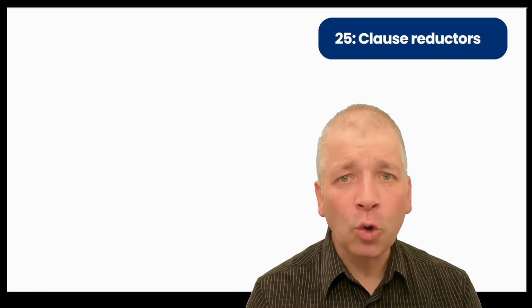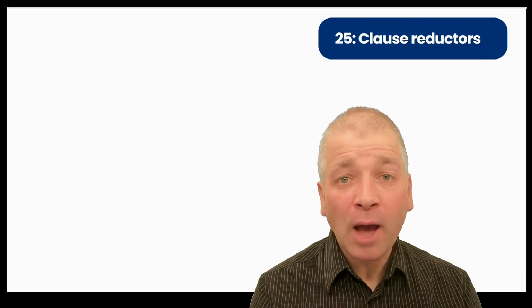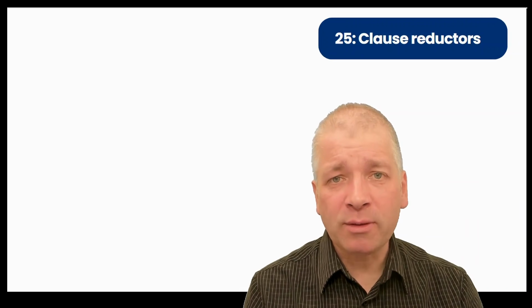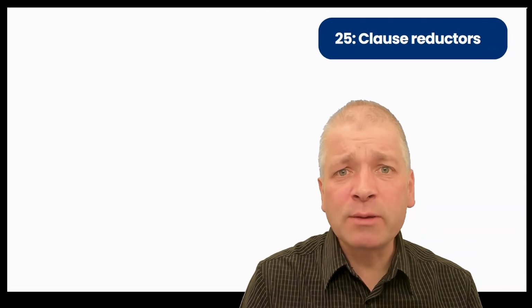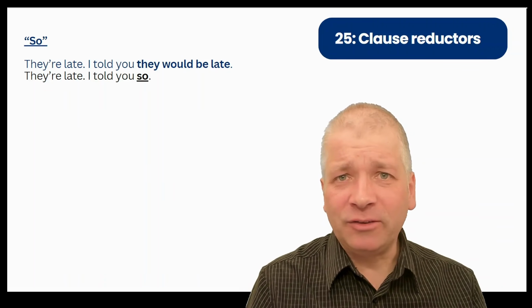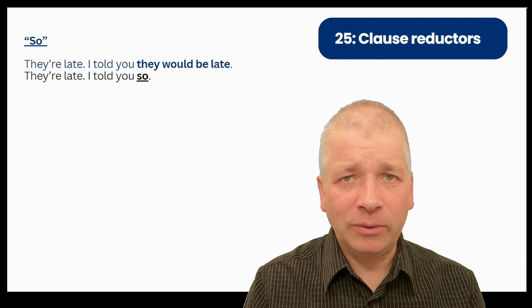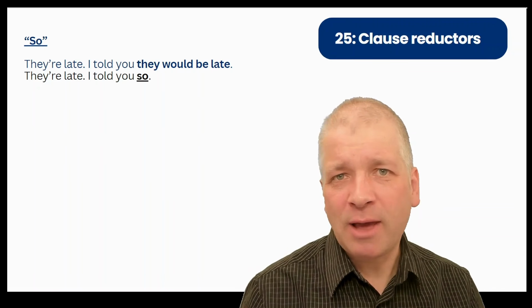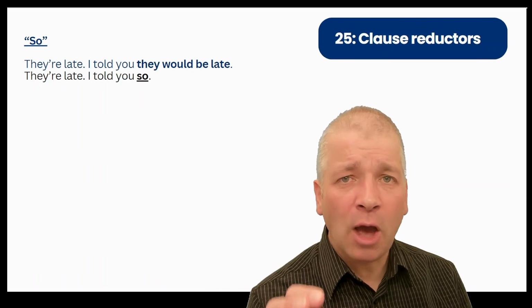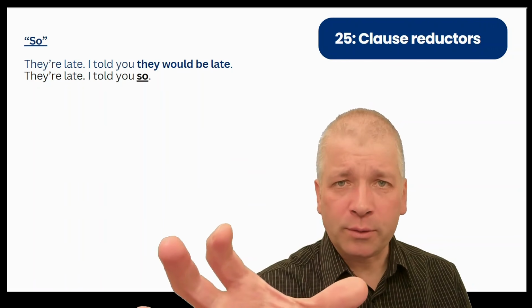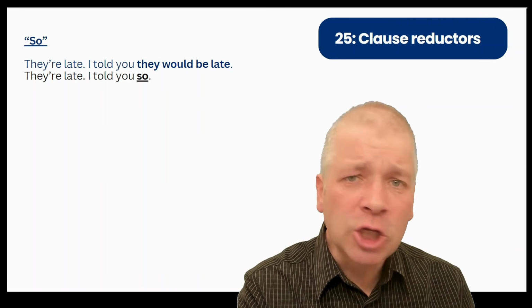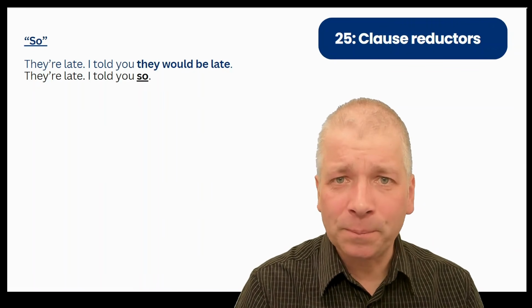25 is clause reductors. There are some words in English that we can use to replace a clause if it's repeating what came before. For example, so. Look at the two sentences here. They're late. I told you they would be late. This means exactly the same as saying they're late. I told you so. And here, so is replacing a clause when it's repeating the same clause that we already knew about because of what was said before.